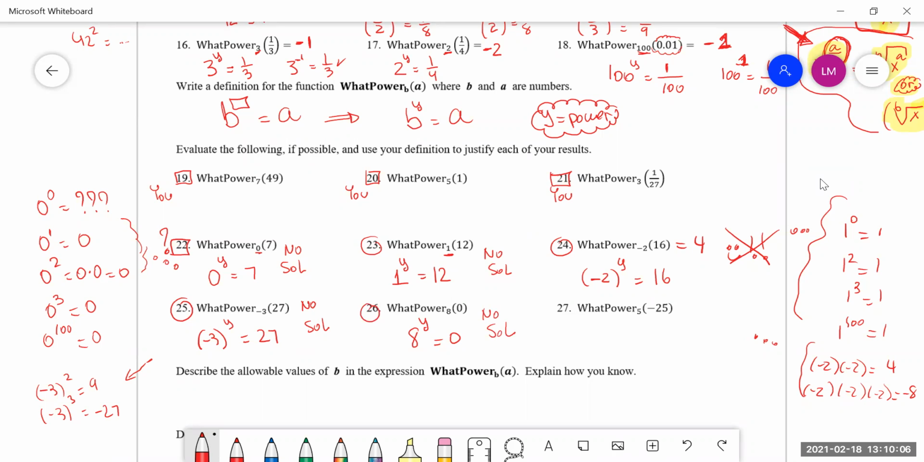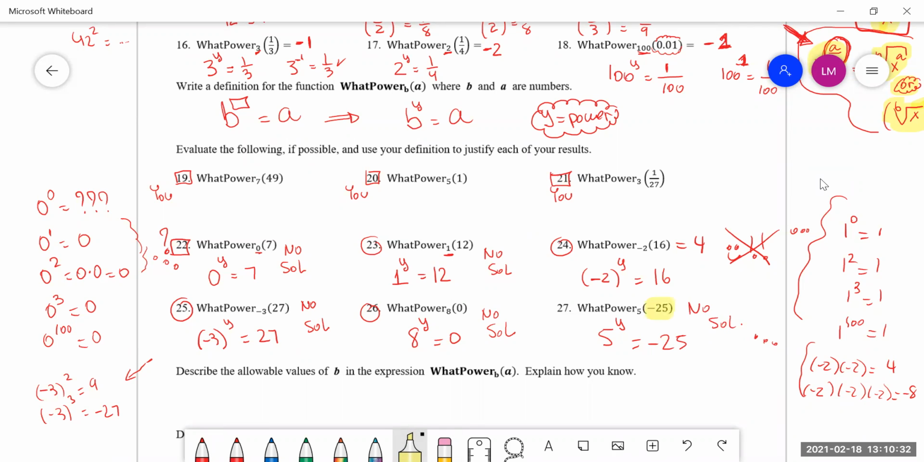And a 5 to the... -5 to what power will equal -25? Well, 5 squared is 25. 5 to the first is 5. I'm never going to get a -25. So there is no solution. So there's a lot of funky things happening here.